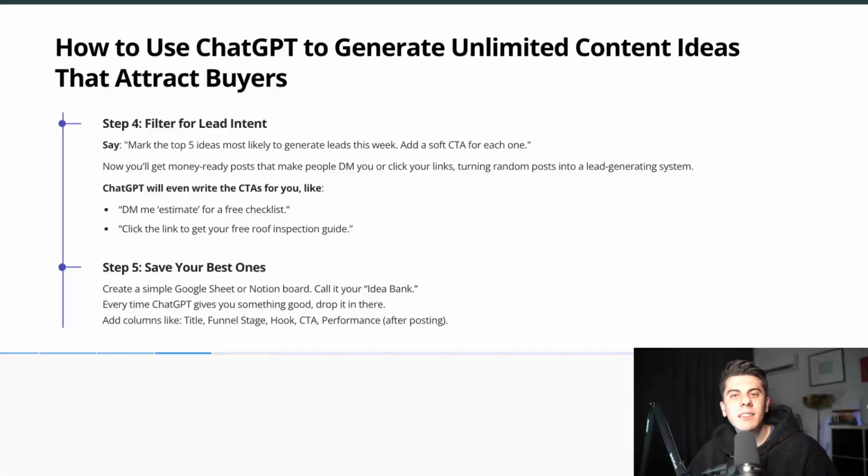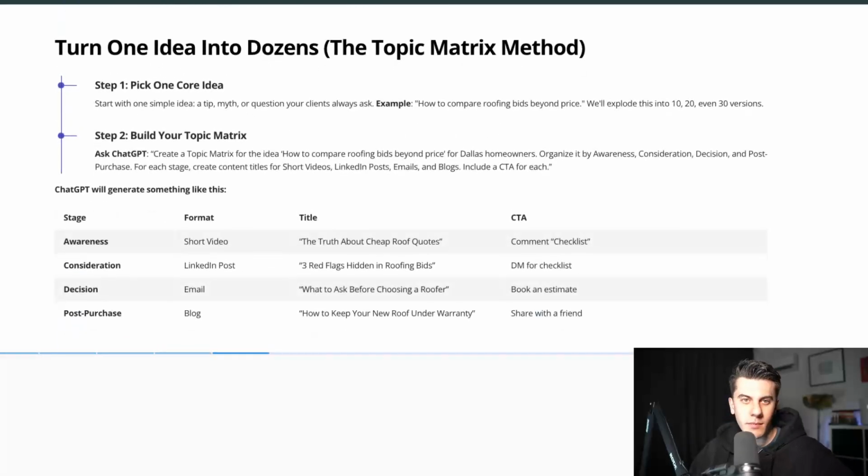Now that you got a list of high quality content ideas from ChatGPT, let's talk about how to multiply them. Now, one of the biggest mistakes I see is when people come up with a great idea, post it once, and then never use it again. But smart creators, the ones who always seem to have content, they repurpose strategically. They take one core message and explode it into multiple angles across multiple formats. That's exactly what we're going to be doing here.